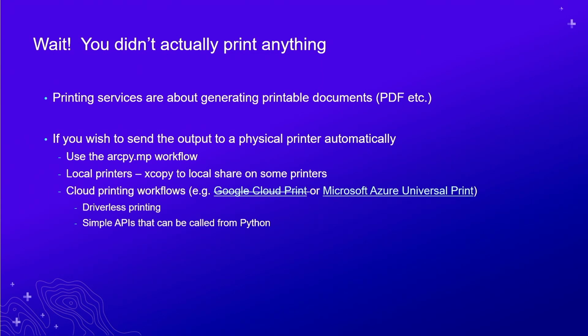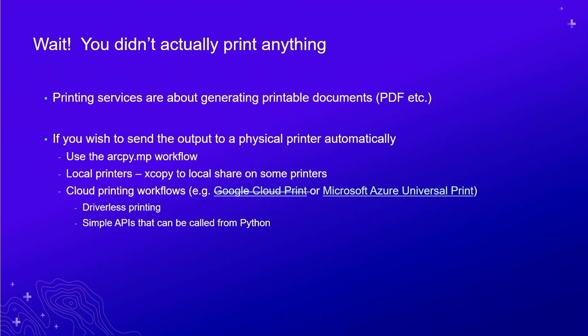The other approach is cloud printing workflows. In the past, I pointed people towards Google Cloud Print. Google Cloud Print actually still exists, but has been deprecated and is going to disappear by the end of 2020. Interestingly, Microsoft has announced Azure Universal Print, which is essentially a replacement for Google Cloud Print workflows, but in the Azure world. And really what this is about is driverless printing. That's sort of the term for it.